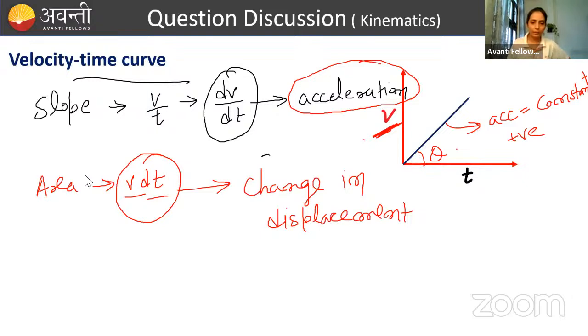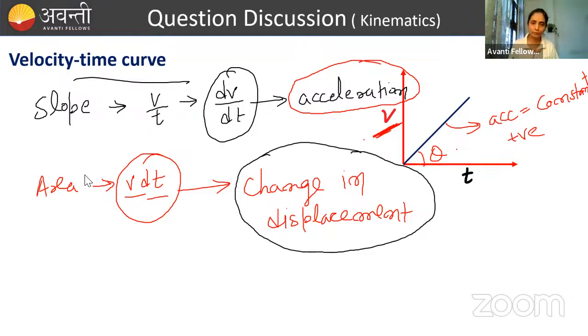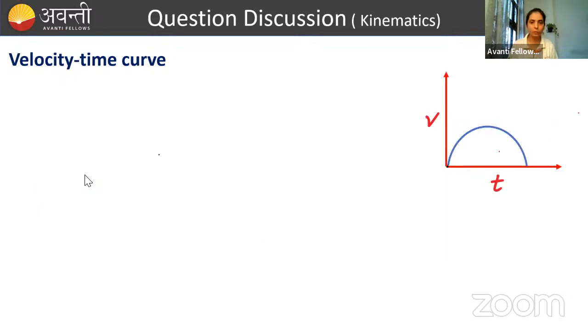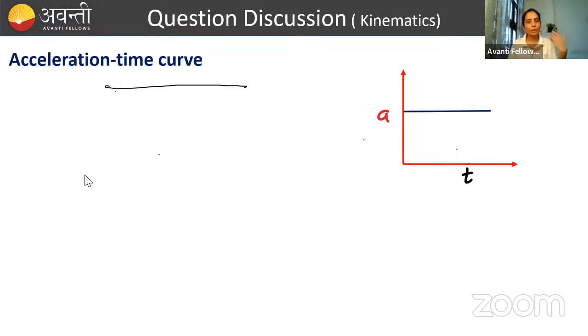So for us the area under the vt curve is important and we need to read it. Now, looking at the velocity time curve again, the slope will give us acceleration. Here acceleration is positive, here acceleration is 0 because the slope is 0, and here acceleration is negative. So you can read the curve like this. Done.